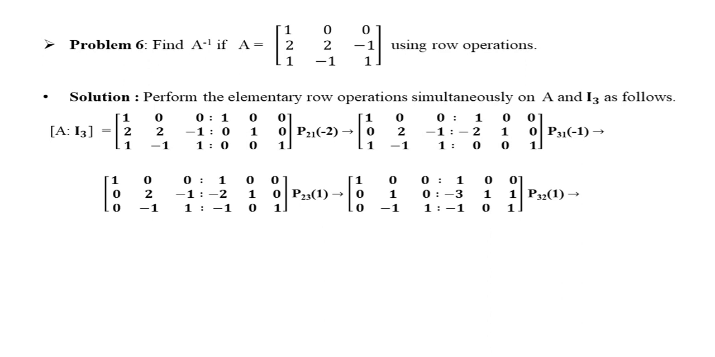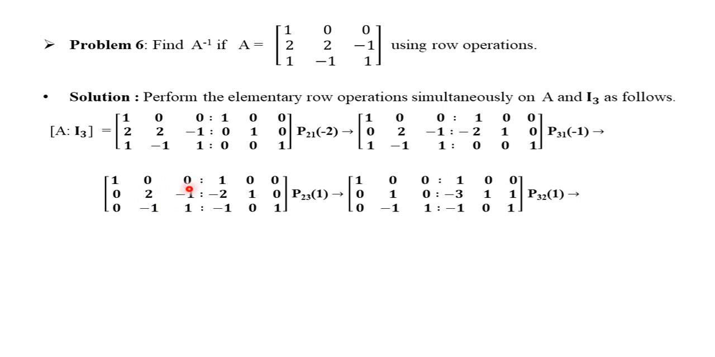See here, I got 0. 1 into -1 plus 1 is 0. 0 into -1 plus -1 is -1. 0 into -1 plus 1 is 1. 1 into -1 plus 0 is -1. 0 into -1 plus 0 is 0 itself. 0 into -1 plus 1 is 1 itself. So see the new elements of the third row. Here 0 -1 1, here 1 -1 1, and here -1 0 1, here 0 0 1. So the third row changed.